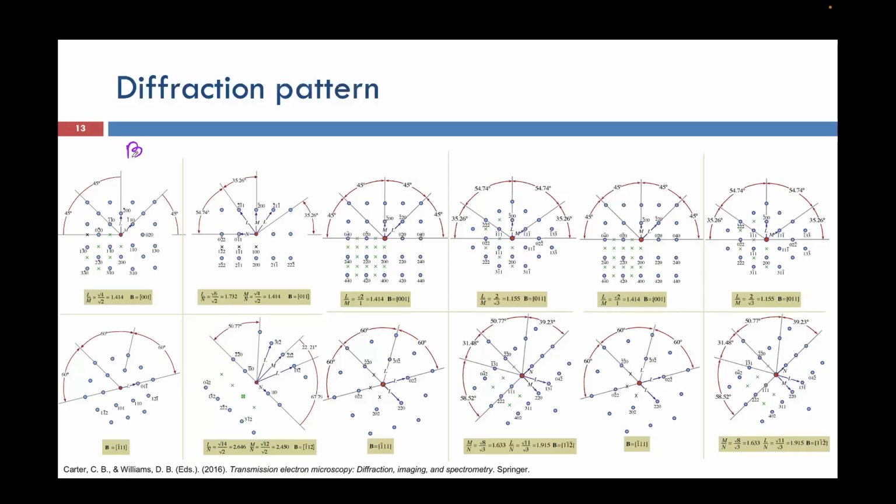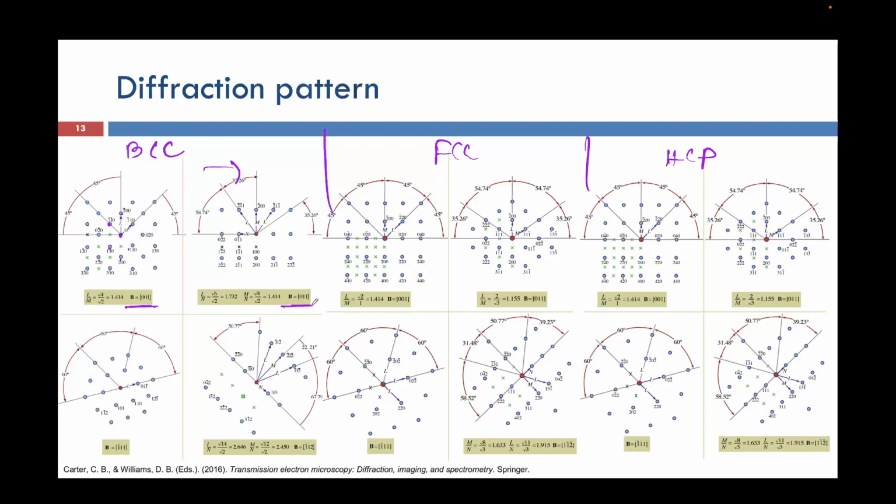The first two diffraction patterns are for BCC, the next two are for FCC, and the next ones are for HCP. Here you can see B is 0 0 1, that means your zone axis is 0 0 1, that means the direction of the incident electron beam is 0 0 1. However, here you can see one spot, then a hexagonal kind of structure, but this structure is not the same as this one. Why? Because the zone axis is changed.